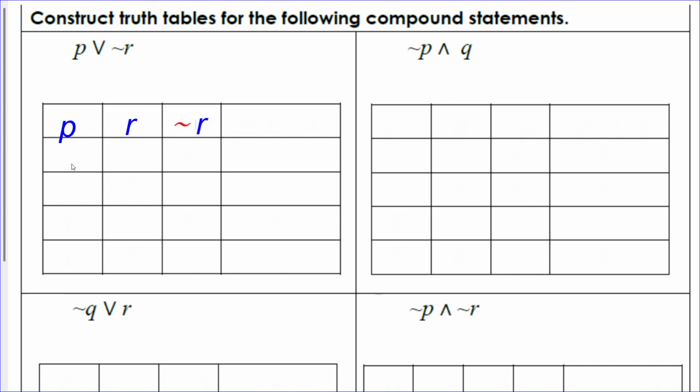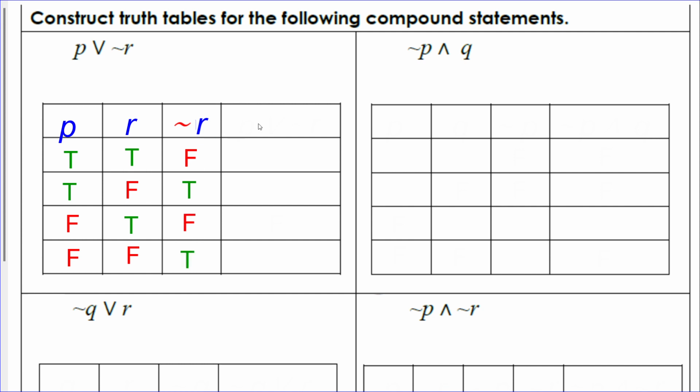So we'll set our table up similarly. We're still going to go with, our first statement will be true, true, false, false. Our second statement is going to be true, false, true, false. Now for our negation of R, it's just going to be the opposite. Remember, the negation is the opposite. So if R is true, the negation of R would be false. If R is false, the negation of R would be true. And similarly on these next two choices.